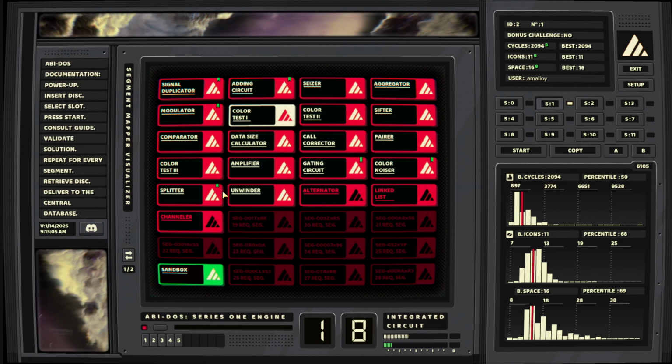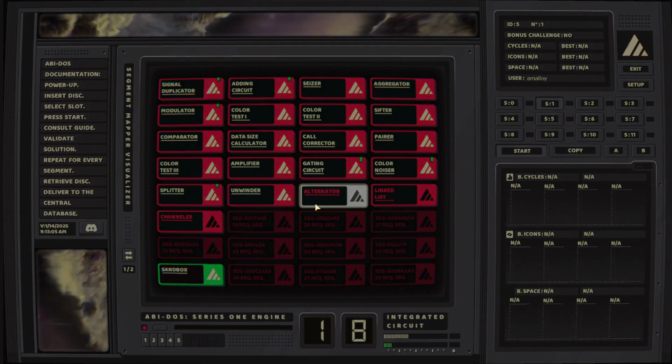I don't really remember what happened yesterday. I assume Unwinder is one of the puzzles we did. Did we do any others yesterday? I don't know. Let's move on to Alternator.